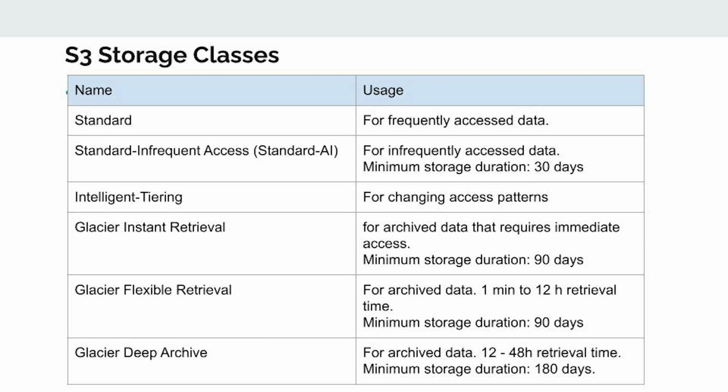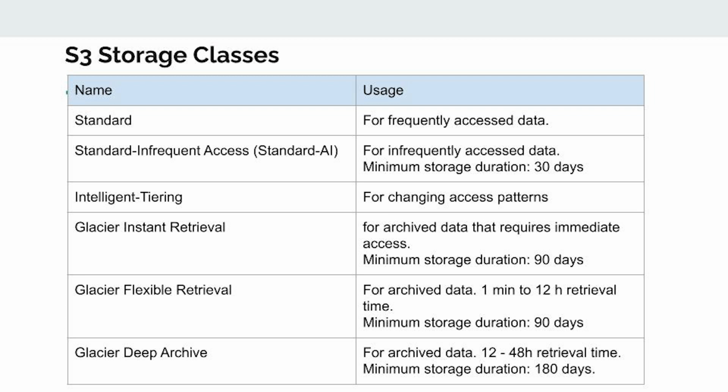Standard class is for frequently accessed data. Data can be retrieved within milliseconds. This is the most used storage class. Standard infrequent access class is for infrequently accessed data but need faster retrieval time. This class provides lower storage rates than the standard class, but it provides the same retrieval time as the standard class. Then how does this class provide lower storage fee? Here's the thing. Objects are charged for minimum storage duration of 30 days.